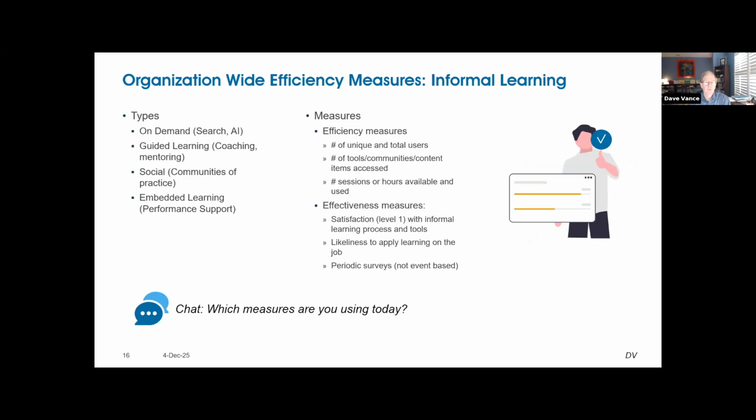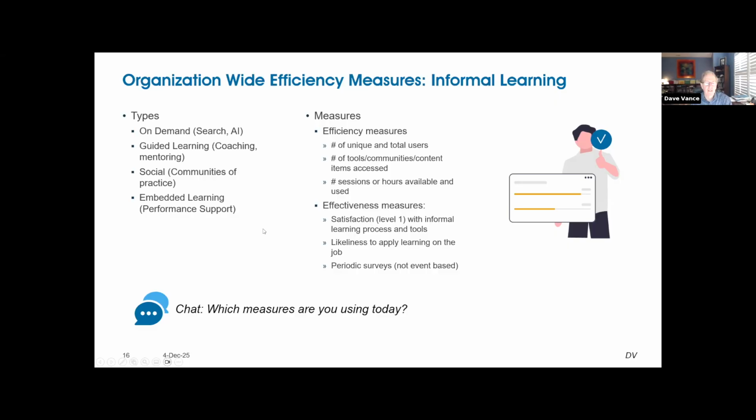Peggy, let's move on to informal learning. Informal learning is an area that's certainly growing in popularity. Peggy mentioned them. So a lot of you have content on your portal. We're not talking about an LMS now. We're talking about videos, articles, content on your portal, on demand. We're talking about coaching and mentoring. We're talking about communities of practice for knowledge sharing. We're talking about performance support tools. All examples of informal learning.